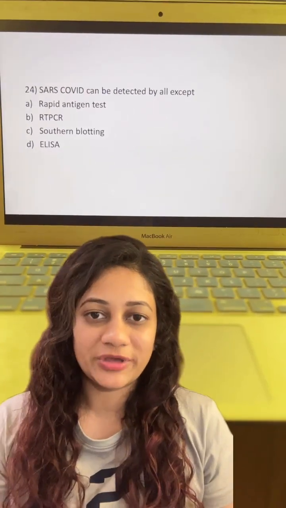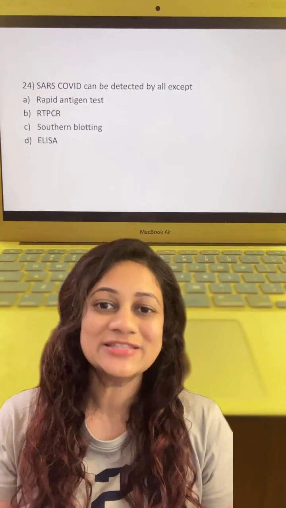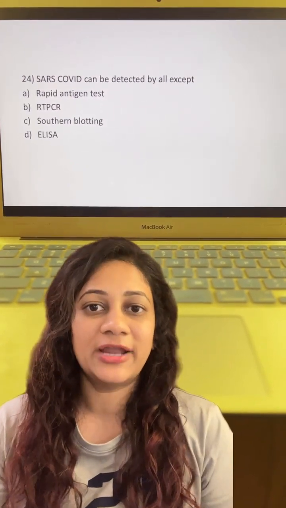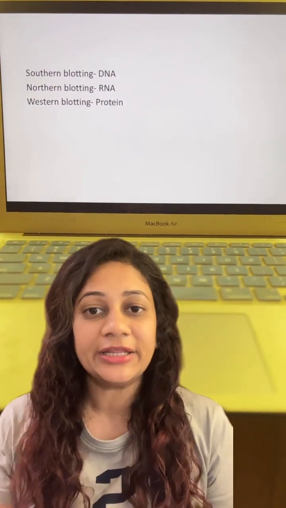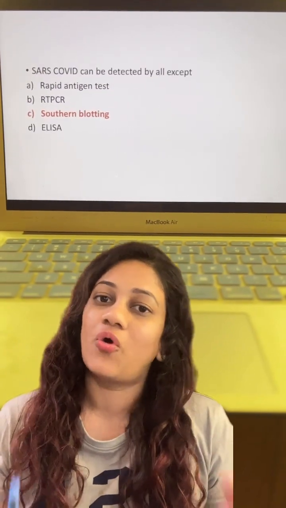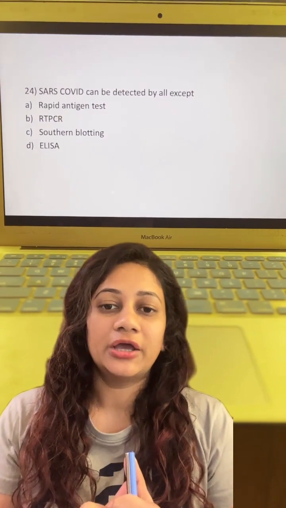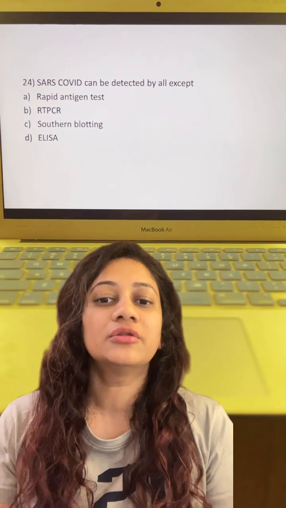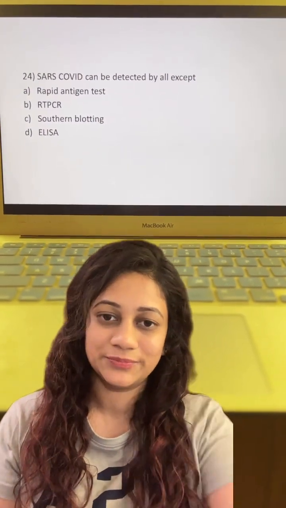Next question is very easy, because I think somewhere or somehow we have all gone through this. SARS or COVID can be detected by all except rapid antigen, RT-PCR, southern blotting, ELISA. Now, southern blotting is done for DNA, northern blotting for RNA, and western blotting for protein. So obviously COVID is Coronaviridae. It is an RNA virus. So naturally southern blotting here is the wrong option. That is your answer here.